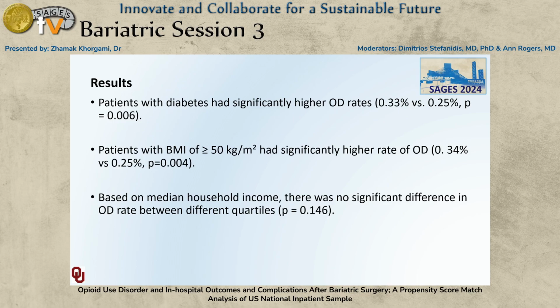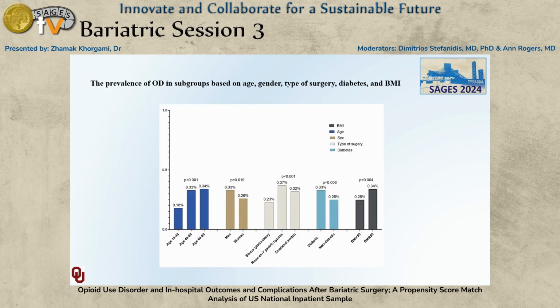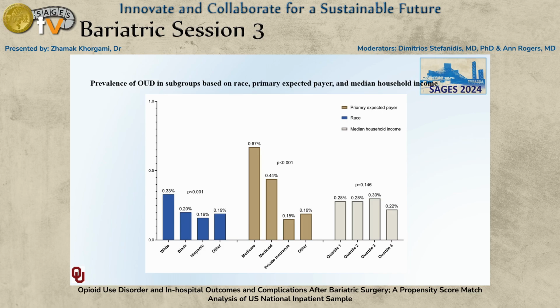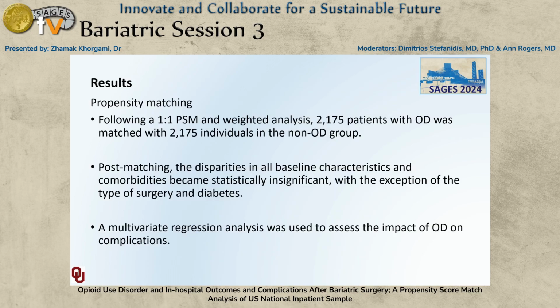In terms of socioeconomic factors, we looked at the median household income, but we could not find any difference between groups. So in other words, again, higher age, more men, more bypass and switch, more diabetic, and more BMI above 50 had more opioid use disorder recorded. Again, on race, white, and on insurance, more Medicare and Medicaid, and on household income, no difference.